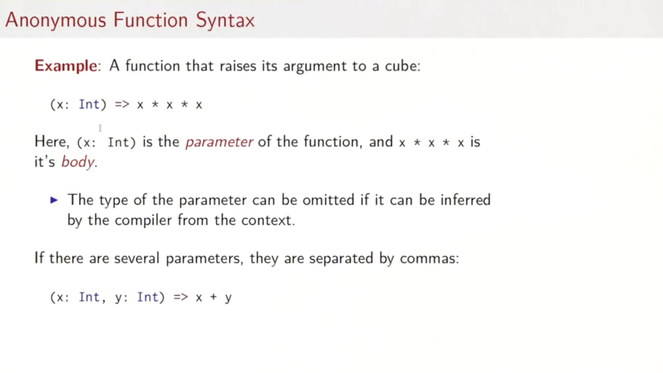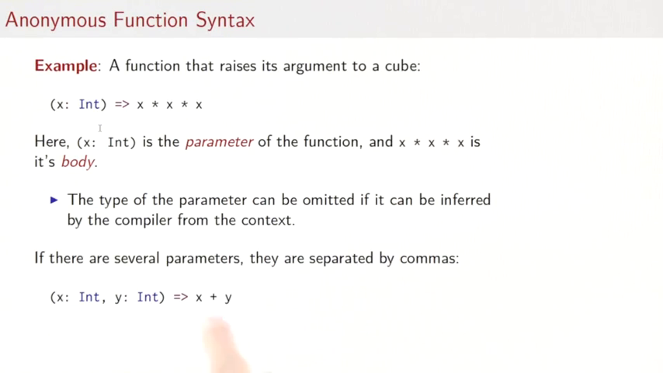As an example, let's consider the function that raises its argument to a cube. That would be written as you see here. So it takes a parameter x of type Int, and then there comes an arrow, and then comes the value of the function, in this case x * x * x. So x: Int is the parameter of the function, and on the right hand side of the arrow is the body. In fact, the type of the parameter can be omitted if the compiler can infer it from the context. And if you have several parameters, you can write them in a list separated by commas.